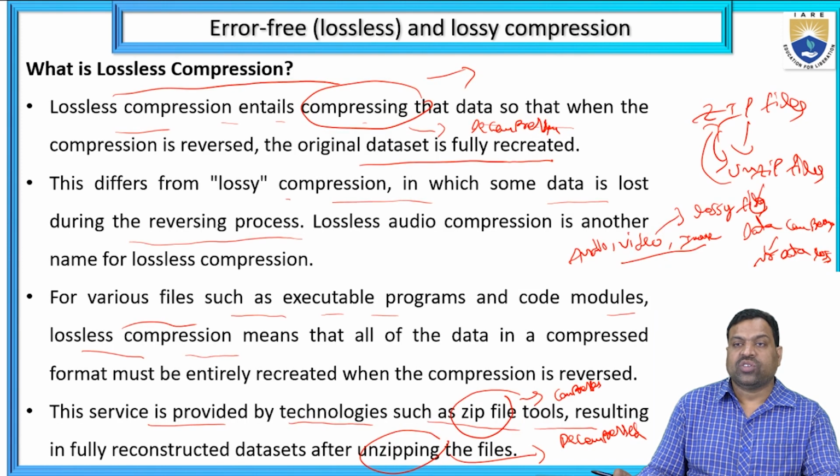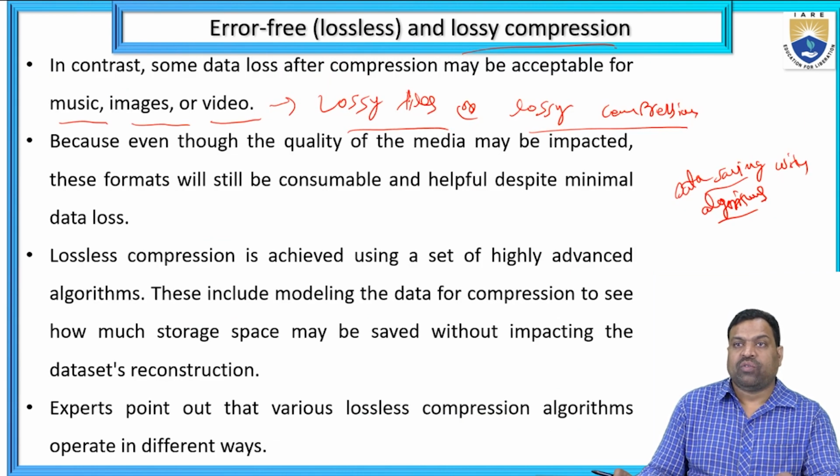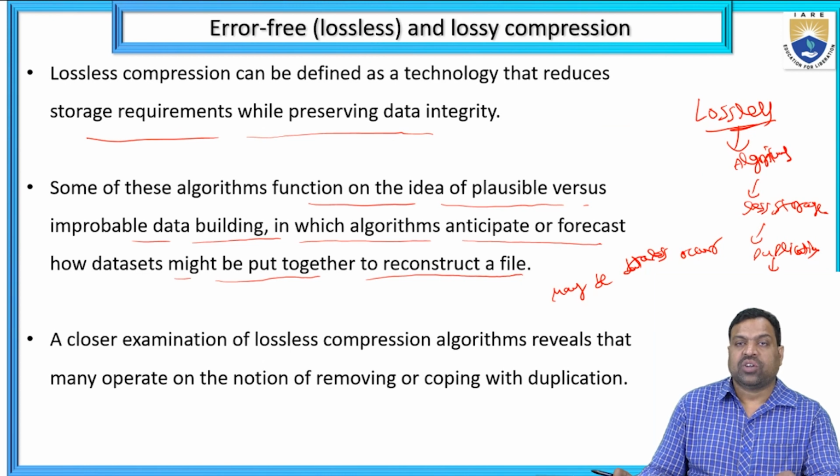So lossless compression is nothing but errorless. There is no error in that one. So what are the lossless images? When I go for music, images, video and audio, those are lossy. When I go for program files and text data, that is lossless data. So lossless compression can be defined as a technology that reduces storage requirements while preserving the data integrity.